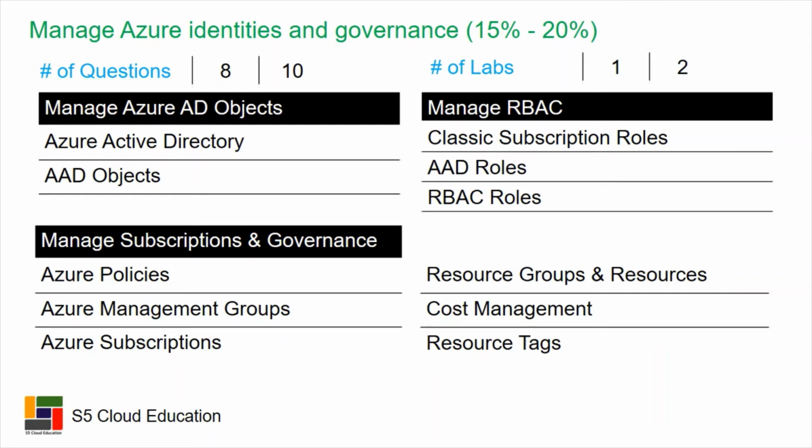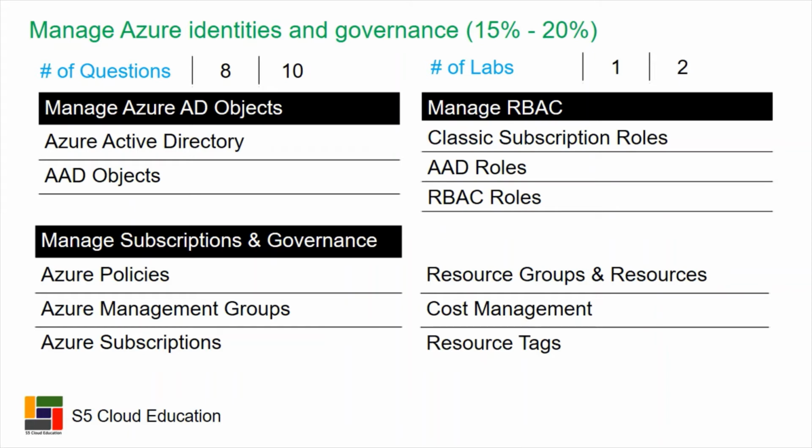The first objective: manage Azure identities and governance, with an allocation of 15% to 20%. Based on the number of questions and labs listed previously, we can expect 8 to 10 questions, out of which 1 to 2 can be labs. There are 3 skill areas we need to get a grip on. 1. Manage Azure Active Directory objects. 2. Manage role-based access control. 3. Manage subscriptions and governance.